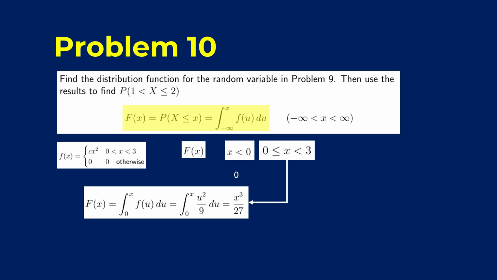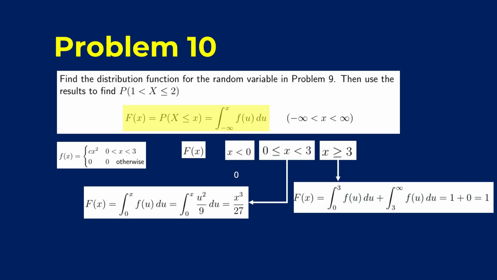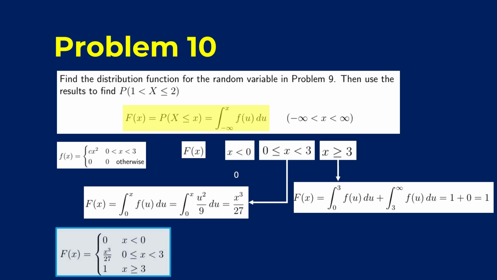And finally, the last interval, any value greater than or equal to 3. Since it is a cumulative distribution and the PDF only contains values in the interval between 0 and 3, the integration over this interval is already equal to 1, which will remain 1 for all values of x greater than or equal to 3. This gives us our CDF for this problem.